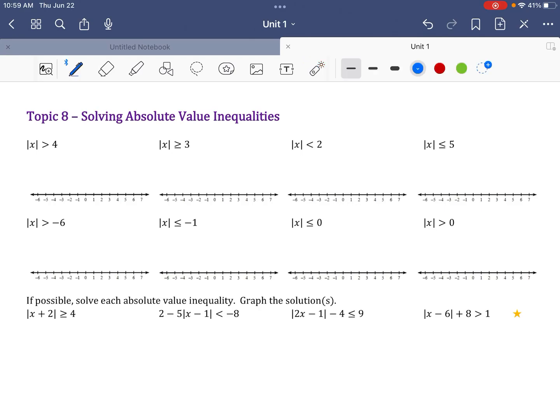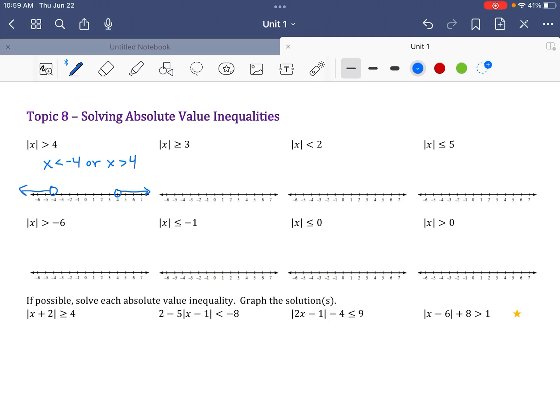So a graph of the answer for what we have right here looks like this. It starts right after 4 and goes this way, and right before -4 and goes that way. So the answer to this, when is the absolute value of something greater than 4, is this. It's either when the x value is less than -4 or when the x value is greater than +4. Okay? All right, so let's take a look at the next one.